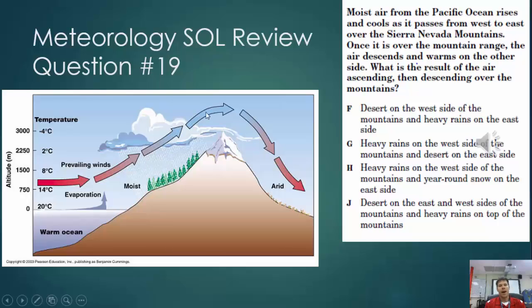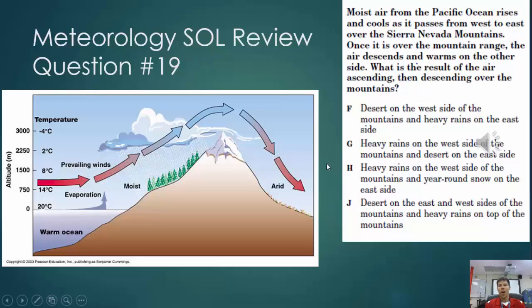Now, when we go over the mountain range, the air is going to be descending. Sinking air never ever makes clouds. So on this side, we're going to be in a situation where we never have clouds and therefore never have rain. So are we going to have a desert on the west side of the mountain and heavy rains on the east side? No. Are we going to have heavy rains on the west side of the mountain and a desert on the east side of the mountain?